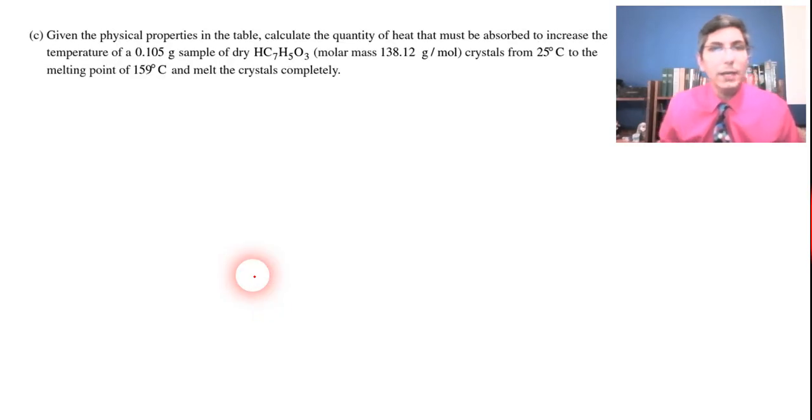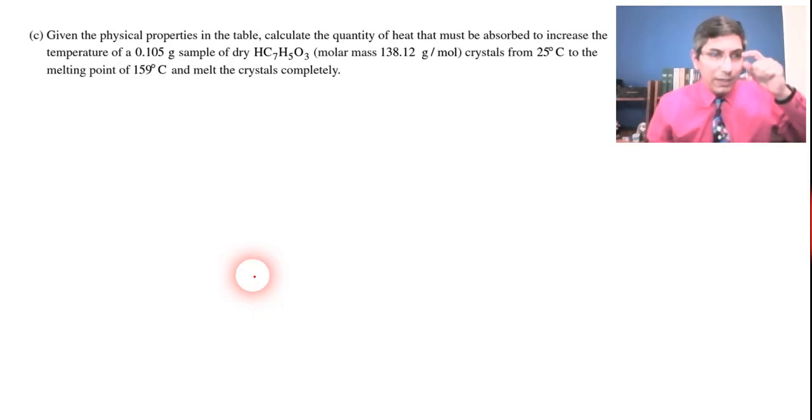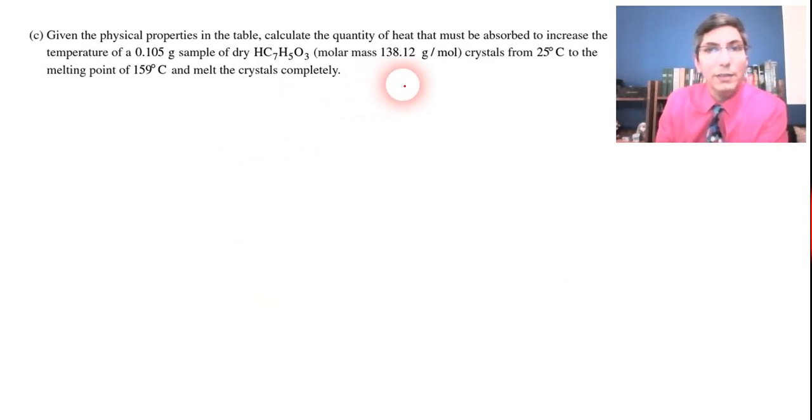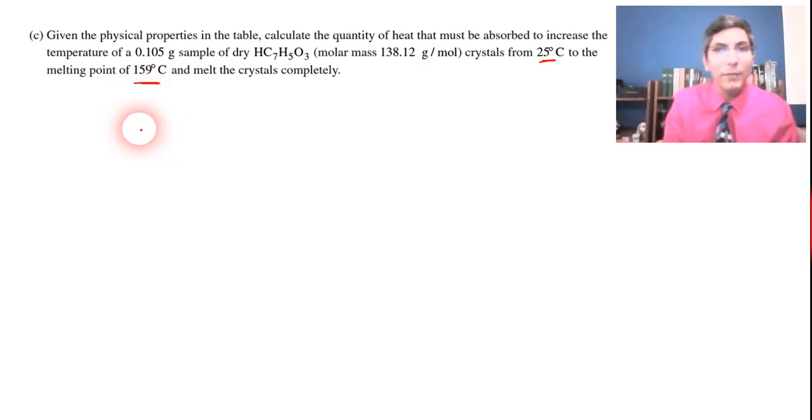So on to part C. This one is a thermochemistry question. We're taking some of this salicylic acid at 25 degrees Celsius, and we're raising it to 159 degrees Celsius, but we're not just raising it to that temperature, we're also melting the crystals completely. So the question is, how much heat does this require? Well, there are a couple things we have to do. The first thing is raise it to 159 degrees Celsius.